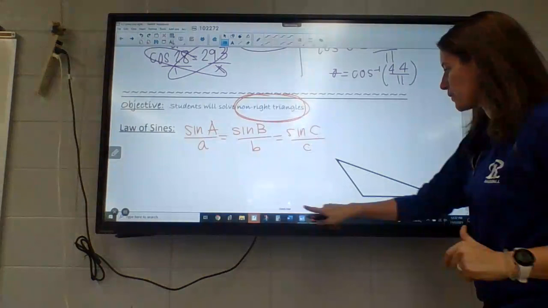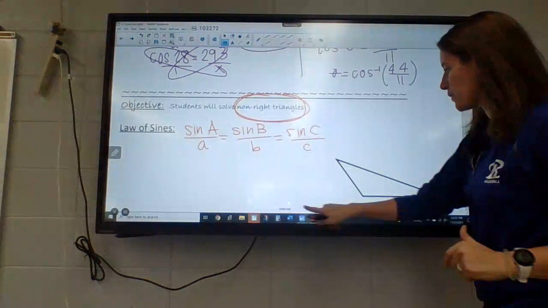I want to get that sine of C alone. So we're going to divide by 22. Very good. So we divided by 22. And in order to figure out what C is now, though, I have this sine of C equals this huge kind of ugly fraction here.